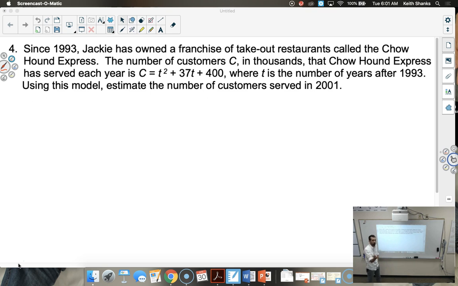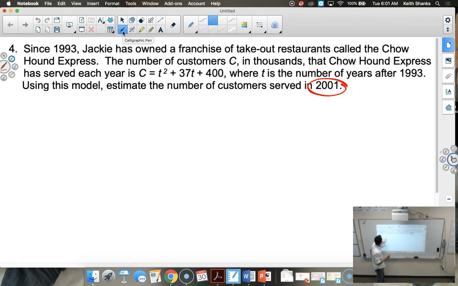So I went over some of them in class, not all of them. My goal is to fill in the blanks on the ones we didn't do. Number 4, again, I think we had done 1, 2, and 3. You're looking at the question again. Word problems, I would always say, using this model, estimate the number of customers served in 2001.